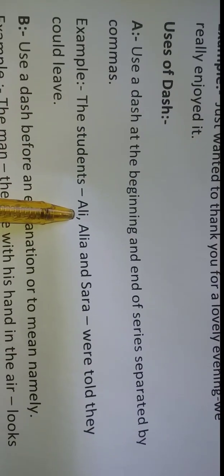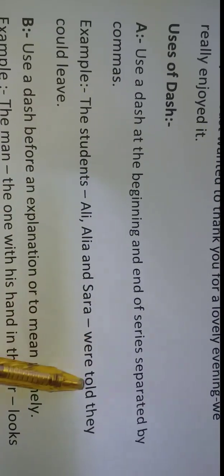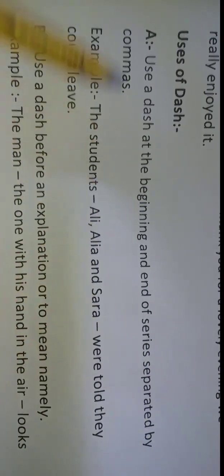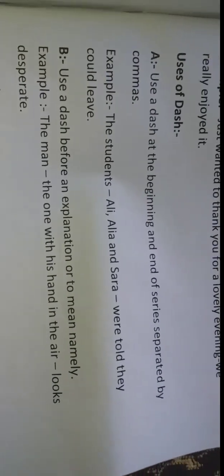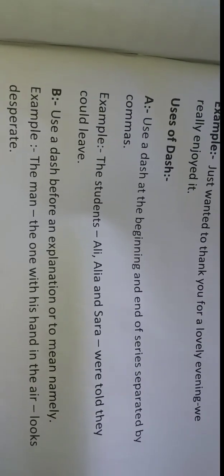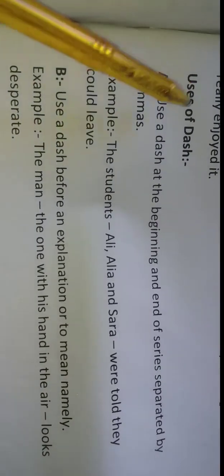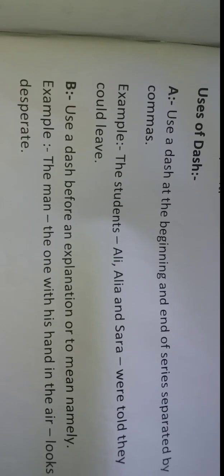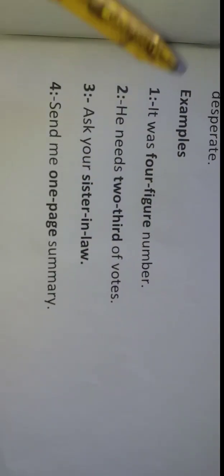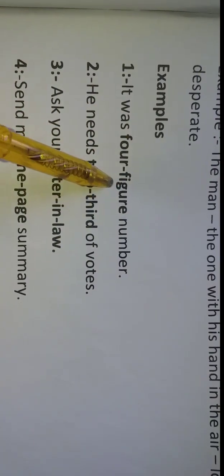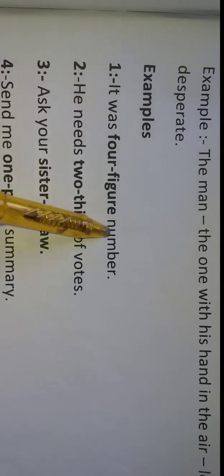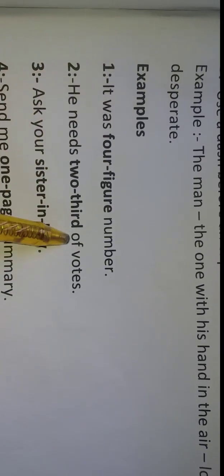We don't use dashes in our normal paragraph writing. We don't use dashes to separate a series, such as the students Ali, Alia and Sarah, because we commonly use a comma in our paragraph texts. So the dash is not very common in our paragraph writing or writing skills. Commas and semicolons are more important. We can use the dash or hyphen in figures, for example a 4-digit number, or "He needs 2/3 of the votes."